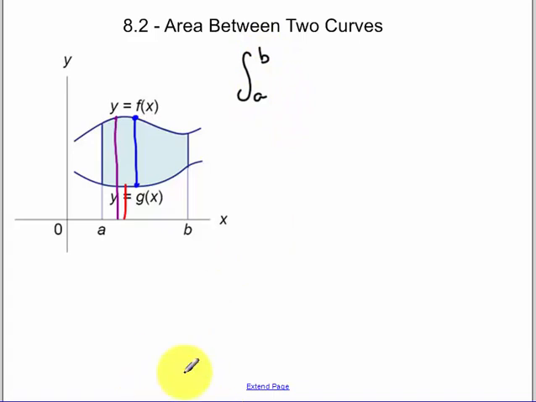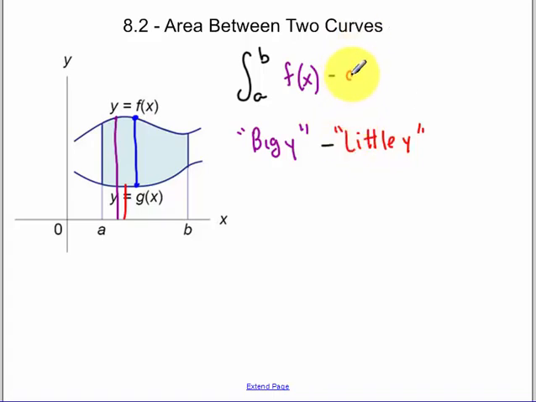of, and I'm going to write it out here, big Y. So the y that is larger, so in this case that is f of x minus the little y, which in this case is g of x with respect to x. So you take the larger function, I often think about it also as larger function, so the larger function minus the smaller function.